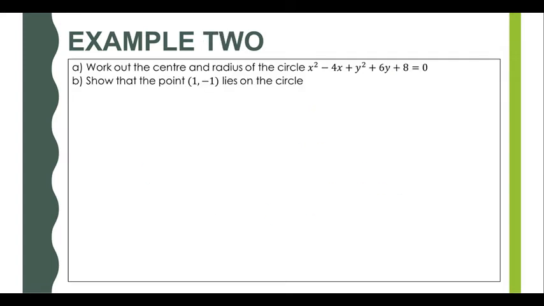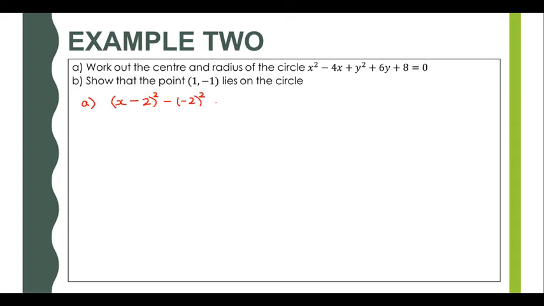In the second question, we're given the equation of a circle but told to find the centre and the radius. So the first thing we need to do is complete the square for both x and y. Looking at the x terms, if we complete the square, we get x minus 2, so half of 4, squared, take away our minus 2 squared.